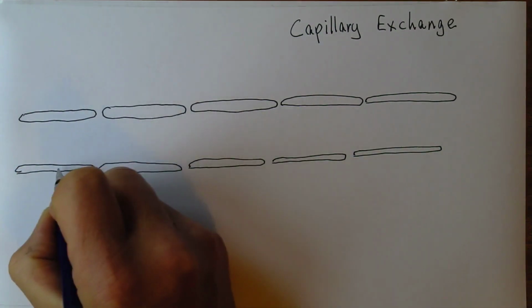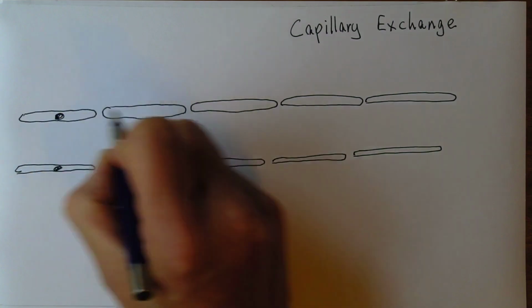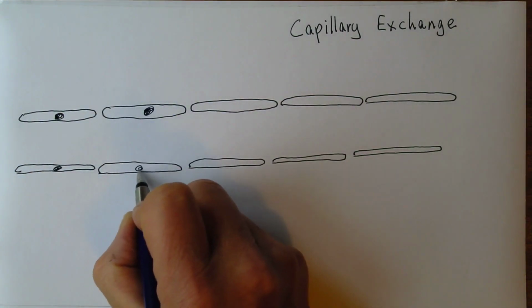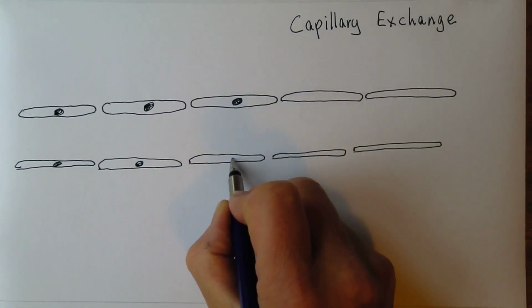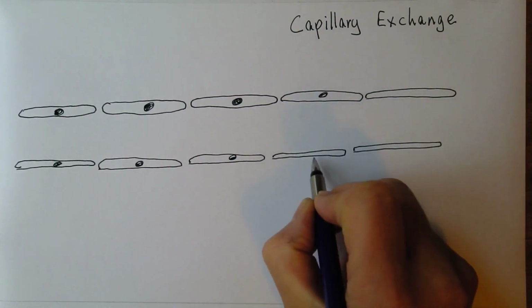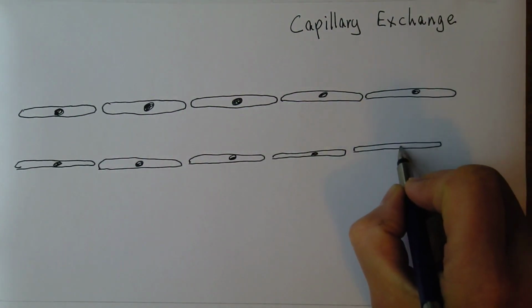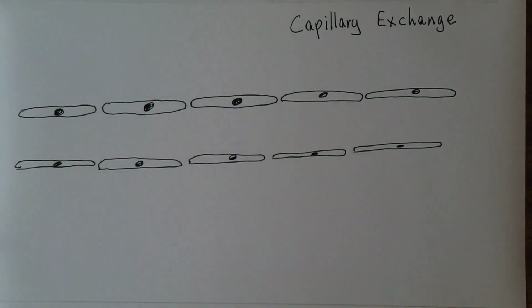So here we have our vascular endothelial cells, individual nucleated squamous cells. So there we have a capillary.